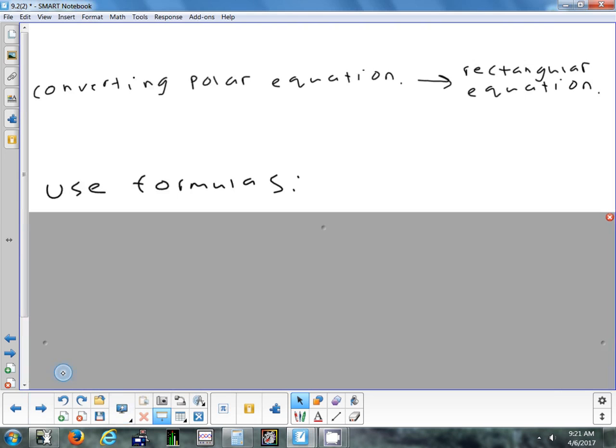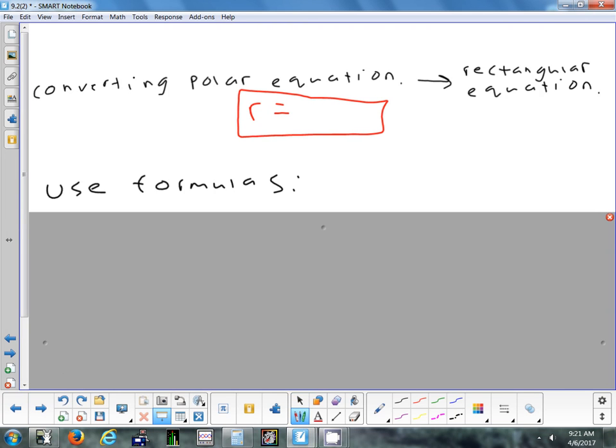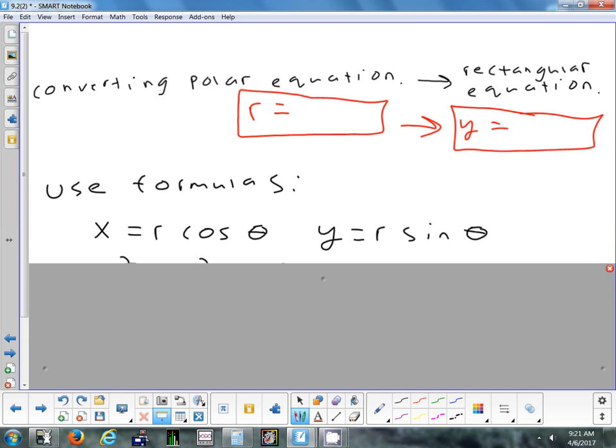All right, so next we're going to look at how we can convert a polar equation into rectangular. Polar is r equals something. Rectangular is usually y equals something. That's what we're doing. We kind of did this yesterday. We didn't do it with equations. We did it with individual coordinates, but we used the same formulas.